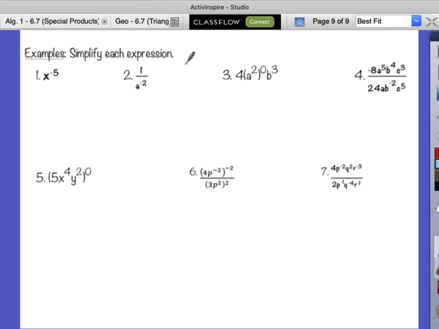Well, number 1, we have a negative exponent. We don't want them to be negative. So what we have to do is we say this is over 1. So to make it positive, we're going to make it 1 over x to the 5th. It's still the same x to the 5th though.